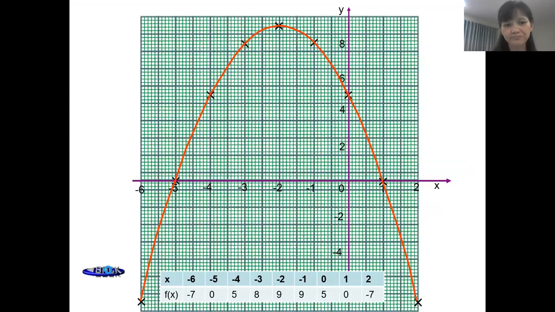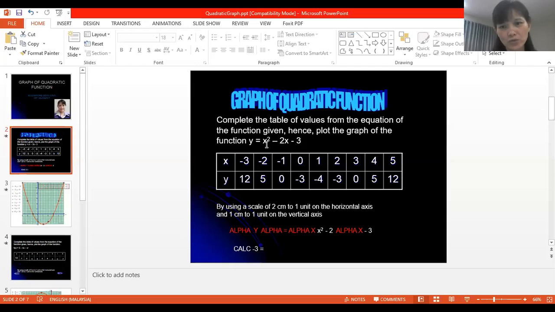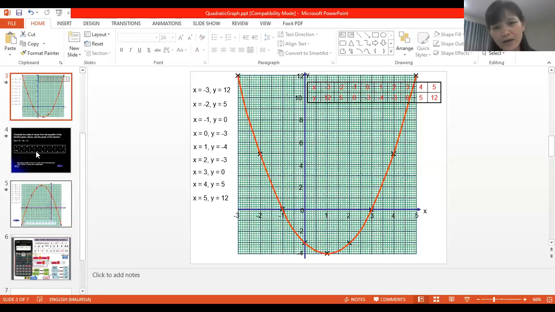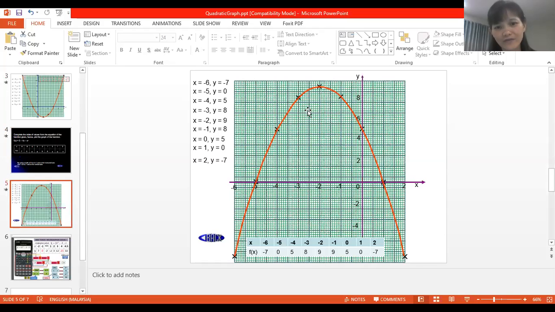Now we know that the first graph is y equals x squared. So the value of a here, that is the number in front of x squared, the coefficient of x squared here is 1. That is positive, so the graph must be the smiling face. But for the second graph, we know that the coefficient of x squared here is negative 1. That's why we get the sad face. Very sad, right? Like me.